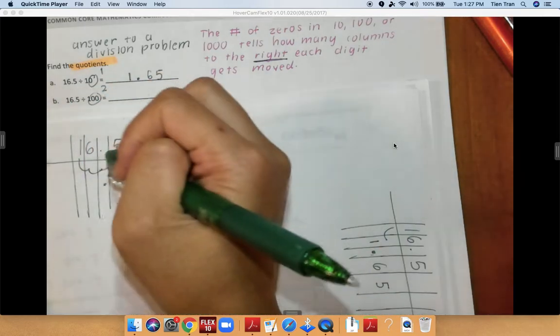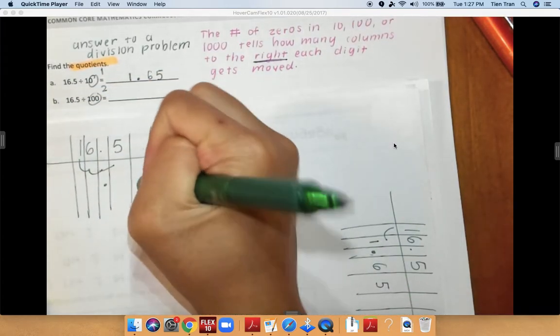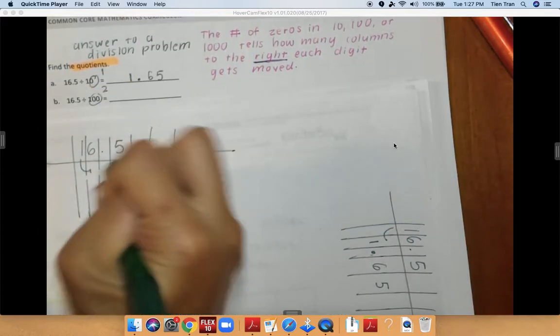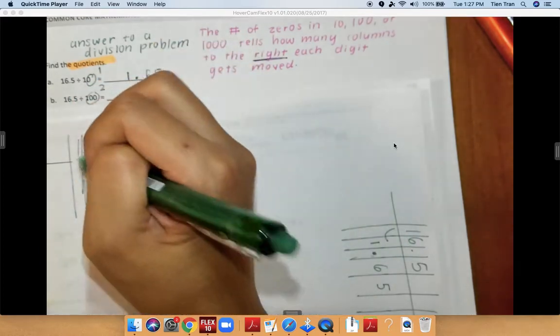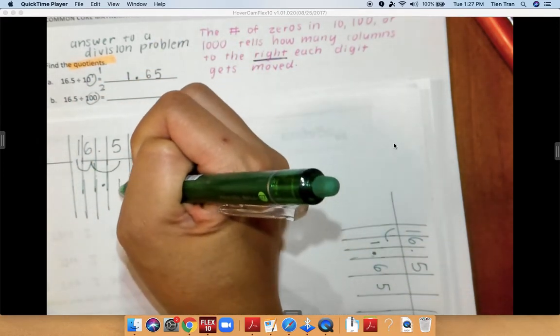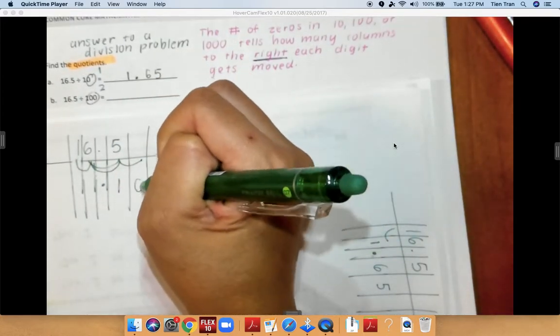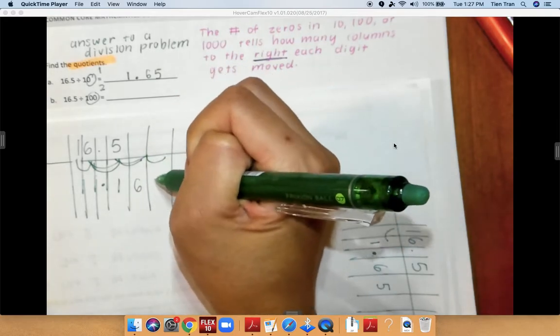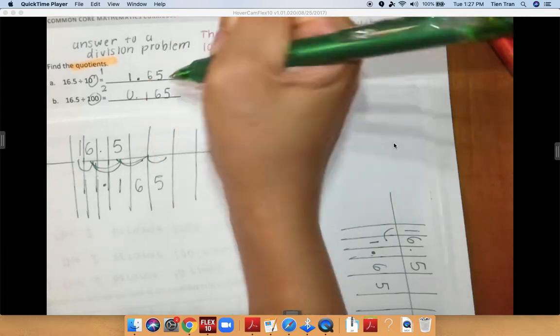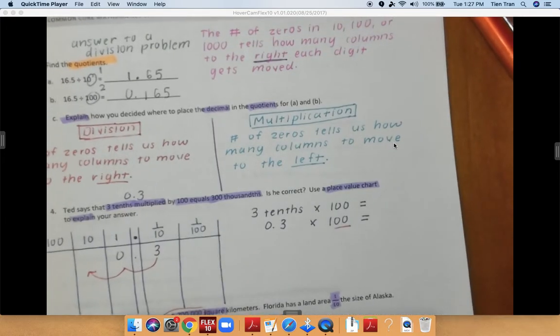Oh, I just realized something. I'm supposed to move it over 2 times. So let me make sure I do that. I move my 1 over. 1, 2. Okay? And then my 6, same thing. 1, 2. My 5, 1, 2. So 0.165.